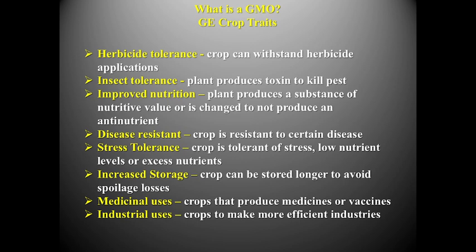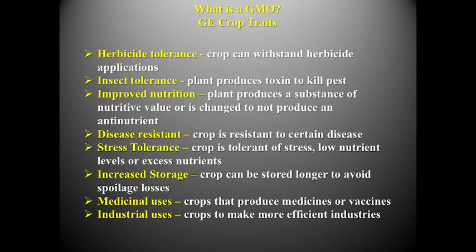Stress tolerance, that is drought tolerance, and low nutrient and excess nutrient tolerance, or in case of any extreme conditions the plants or the species may survive. There is stress tolerance. Increased storage capacity: the crop can be stored longer, avoiding spoilage loss. I'll give a simple example of a hybrid or GMO tomato. If the shelf life is 5 to 10 days, but after modification the GMO tomato can be sustained for up to 30 to 60 days without rotting. So this is very advantageous.